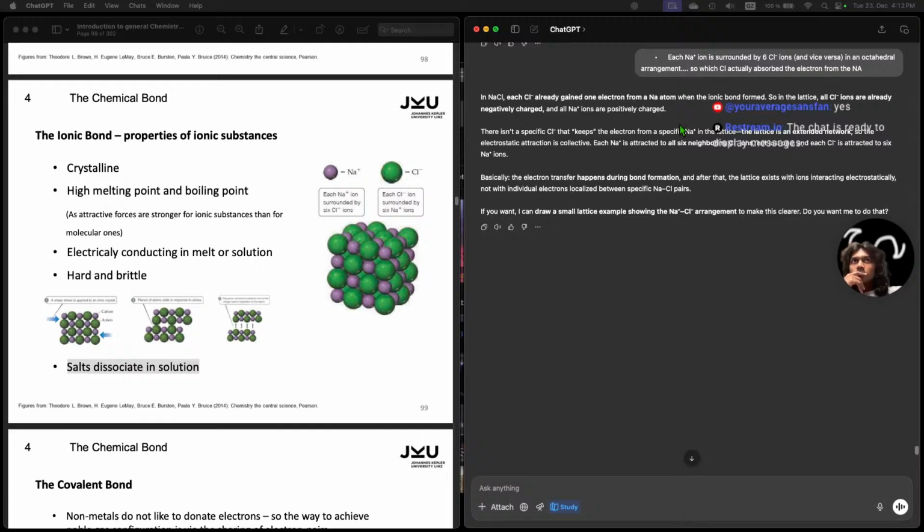Cl minus are already negatively charged, and Na plus are positively charged. There's no specific Cl minus that keeps the electron. It's an extended network, so the electrostatic attraction is collective. Each Na plus is attracted to all six neighboring Cl minus, not just one. 1, 2, 3, 4, 5, 6.